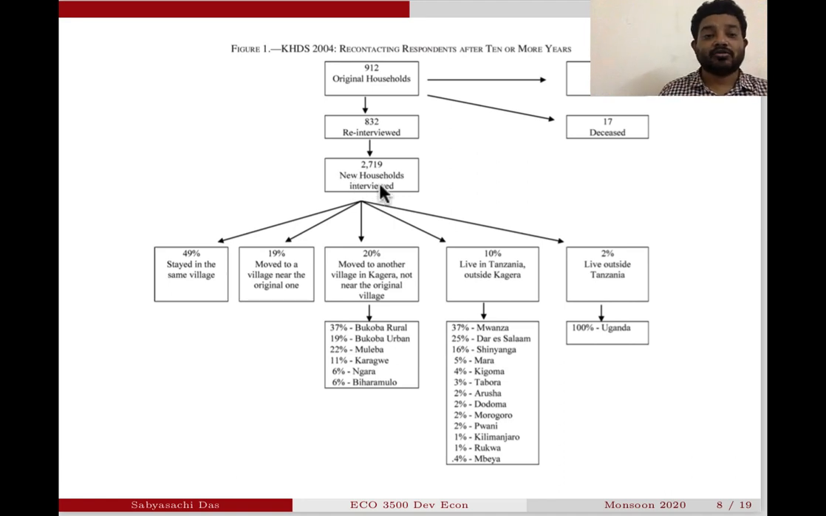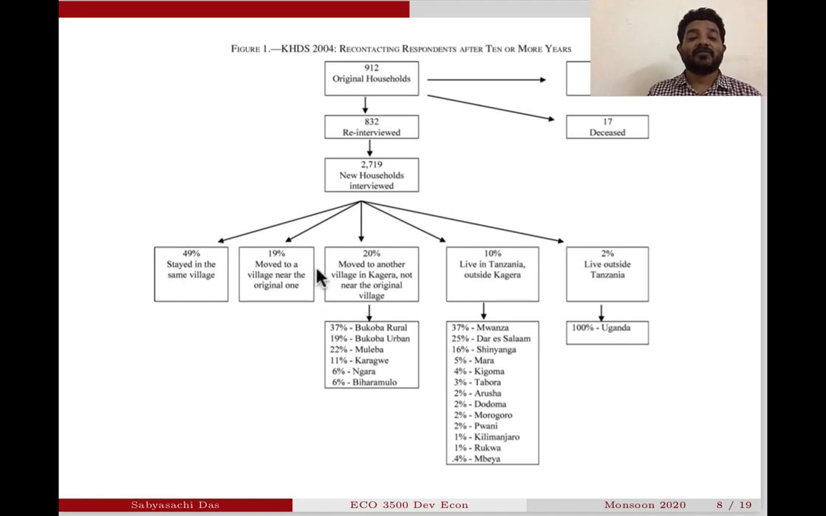Okay, so there are about 2,700 new households. So this is a lot of new households getting formed because people are moving, they're getting married and setting up new families. So that's why the number of new households is substantially larger relative to the original households. Okay, of these 2,700 new households who can be tracked back to their original households, about half of them stay in the same village. So only about half move. So it's about 50%. That's a substantial migration, 50% move.